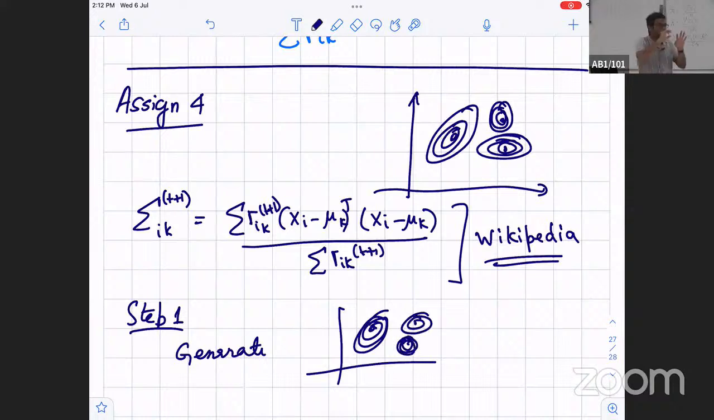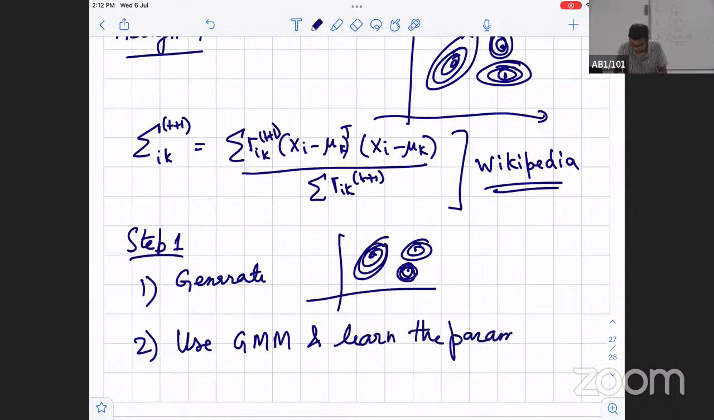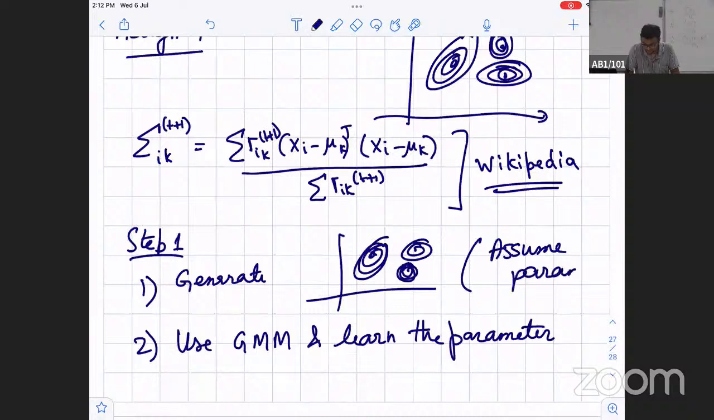So generate points with 3 different Gaussians like this. Step 2 is to use a Gaussian mixture model and learn the parameters. Okay, so to generate this, you have to assume the parameters. So assume parameters here and forget it. So what is the meaning of this?